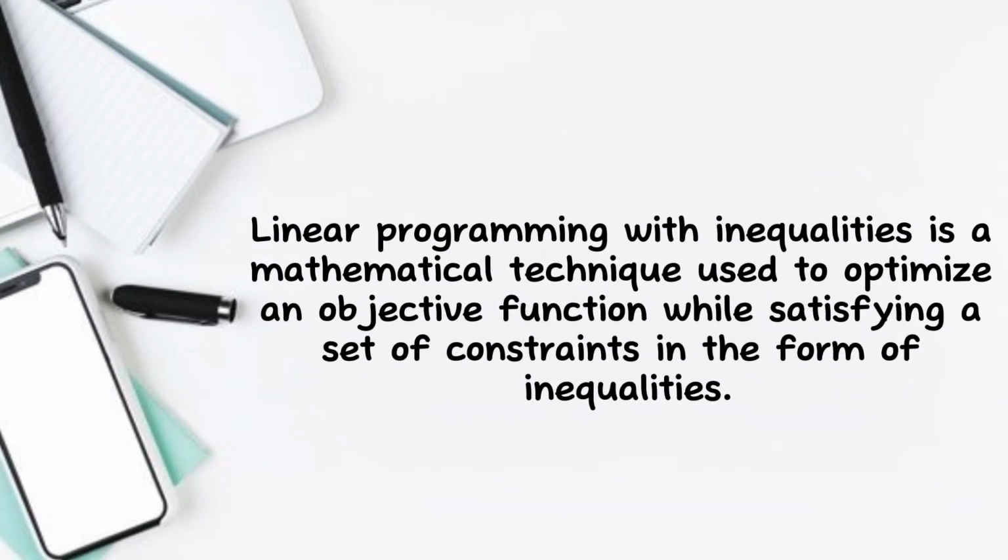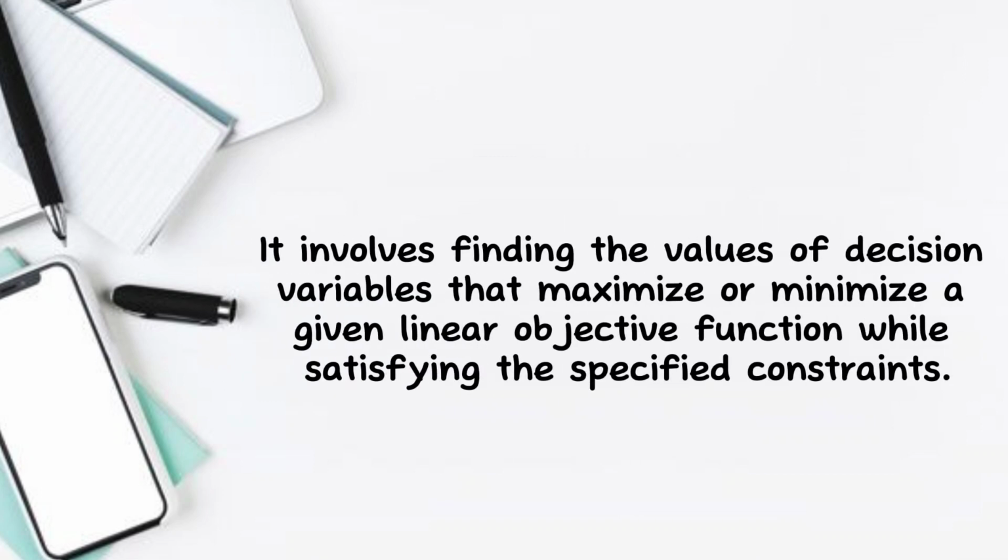Linear programming with inequalities is a mathematical technique used to optimize an objective function while satisfying a set of constraints in the form of inequalities. It involves finding the values of decision variables that maximize or minimize a given linear objective function while satisfying the specified constraints.